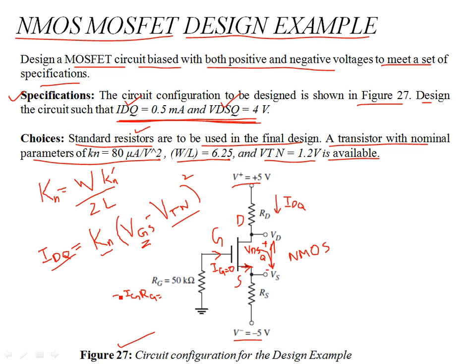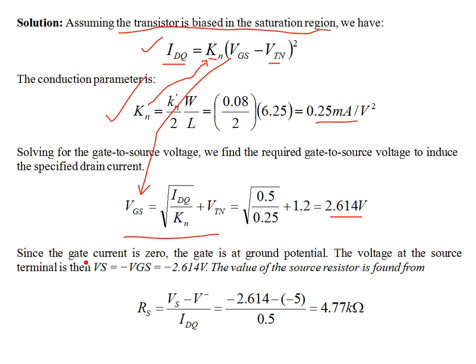Which is VG. So that means your gate is grounded. Gate is at ground potential. So this VG, IG times RG, is zero. This is the gate potential. Then what is VGS? VGS can be found out as follows. Since the gate current is zero, the gate is at ground potential.